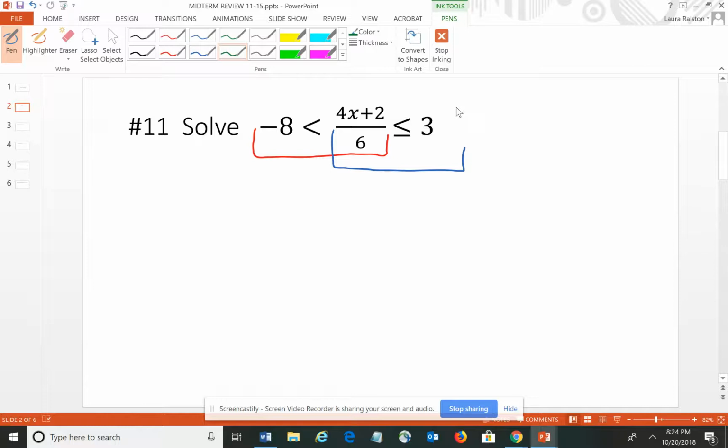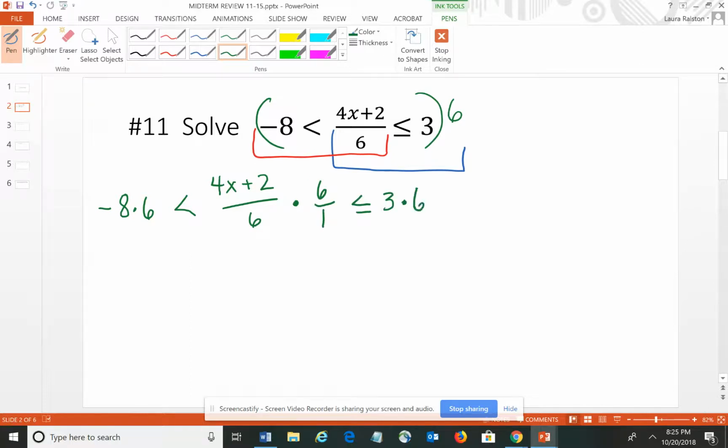So the first thing that I need to do is get rid of this division by 6. To do that, I'm going to multiply the entire inequality by 6. I'm going to write that out for you. So negative 8 times 6 is less than 4x plus 2 over 6 times 6 over 1 is less than or equal to 3 times 6. And then I'm going to work through the math.